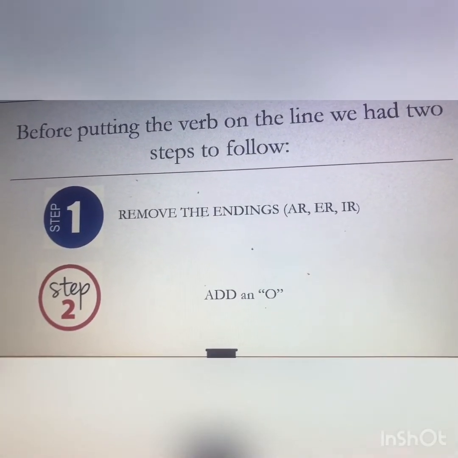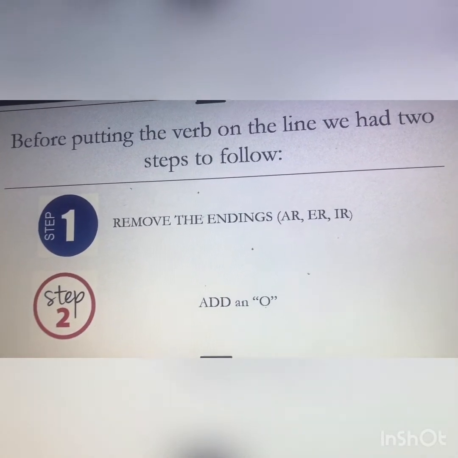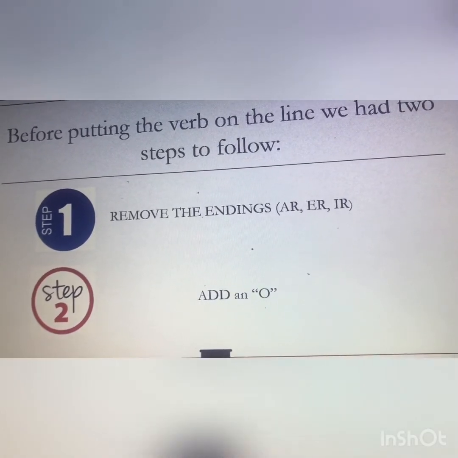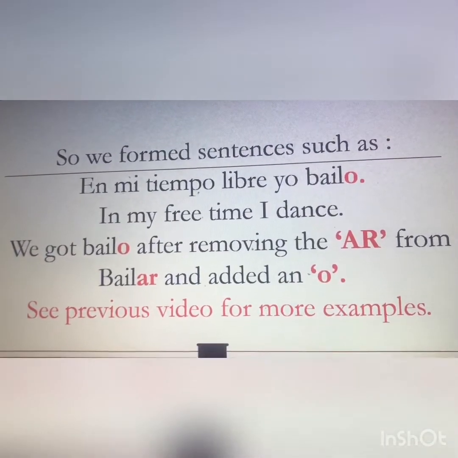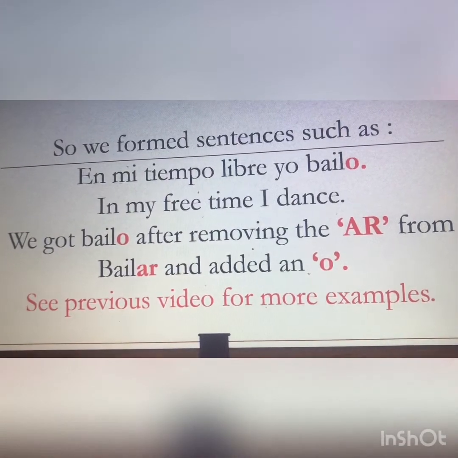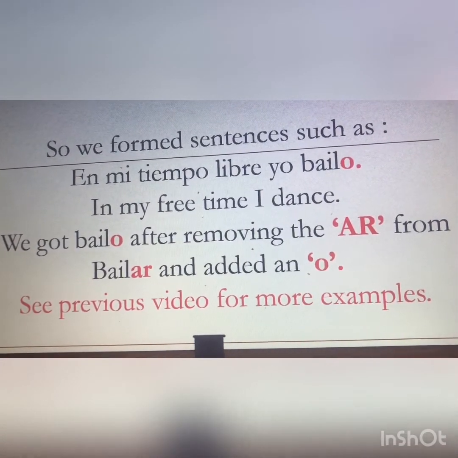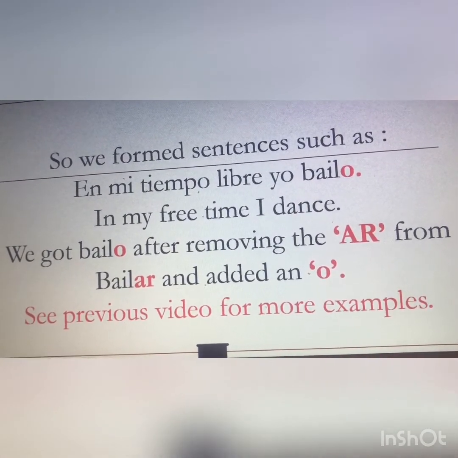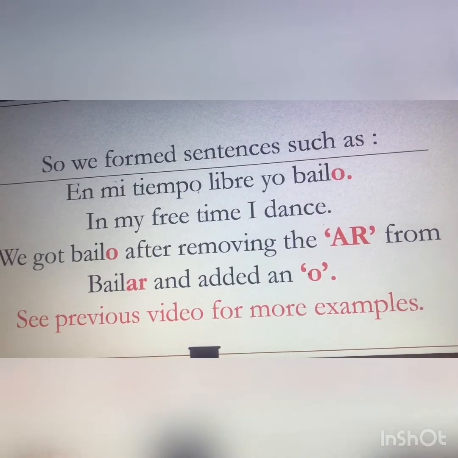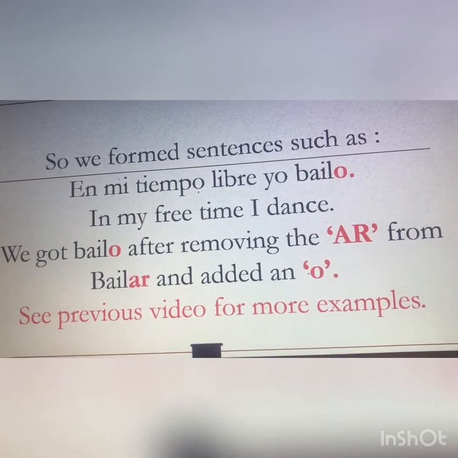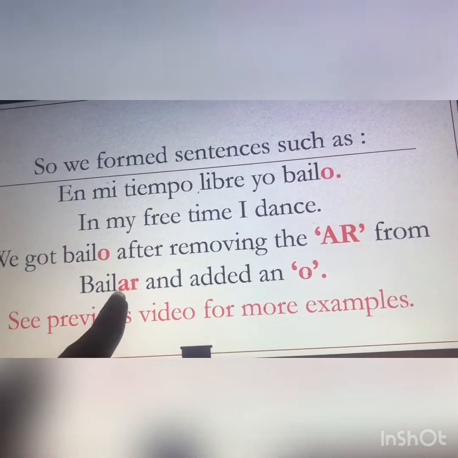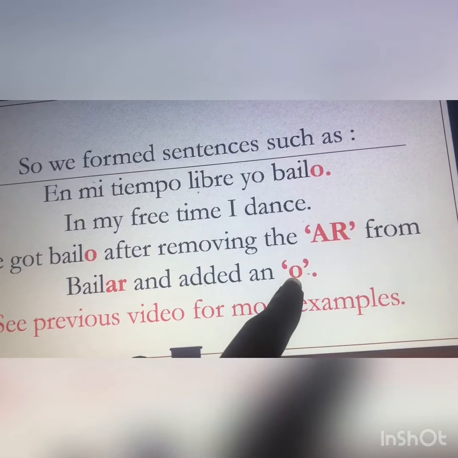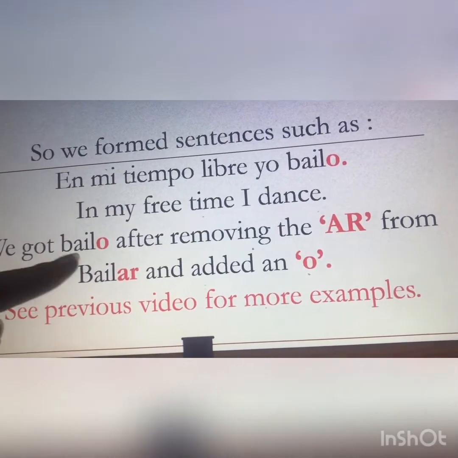Alright, so step 1, we had to remove the ending. So you had to take off the AR, take off the ER or the IR, and then you had to add an O. So we formed sentences such as this one right here. En mi tiempo libre, yo bailo. In my free time, I dance. Now, how did we get bailo? So after we removed the AR from bailar, we then added an O. So we have bailar, we removed the AR, we added an O. So that's how we ended up with bailo.